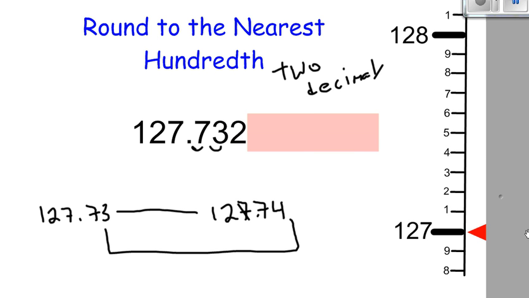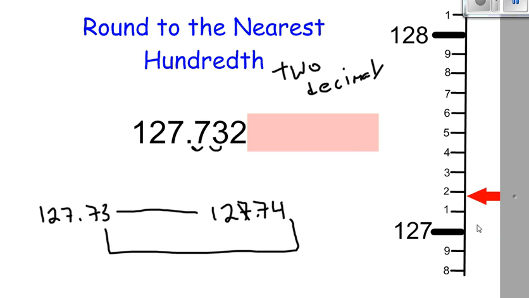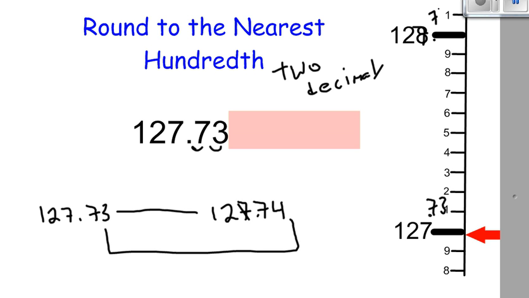Well, if I only got to the 2, I didn't get far enough for me to round up, and therefore we do what's called rounding down, and we leave it at 127.73, not 127.74. So again, 127.73, that 2 tells me don't round up, leave it as 127.73.